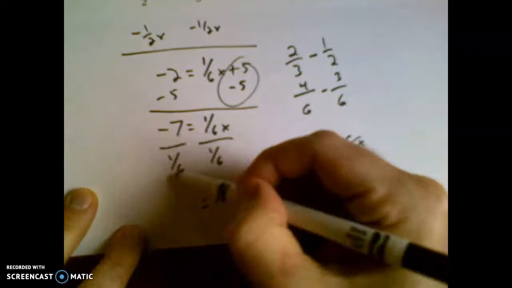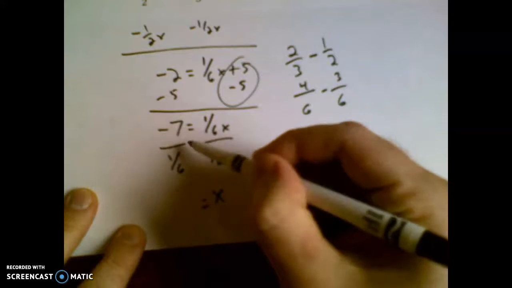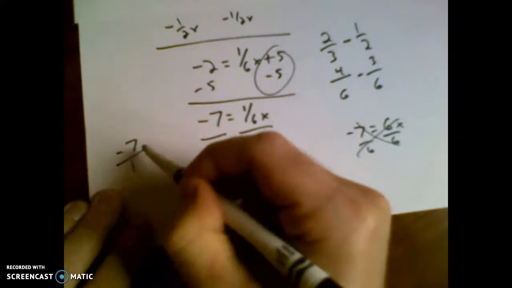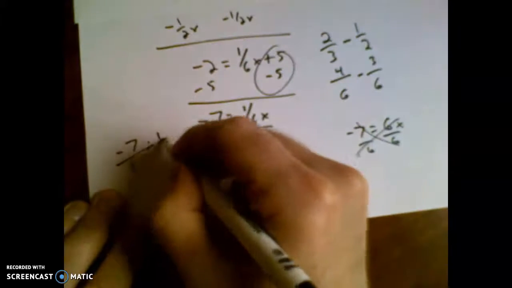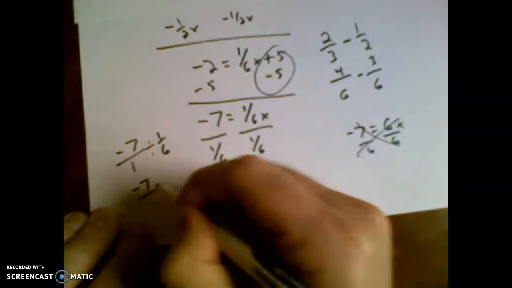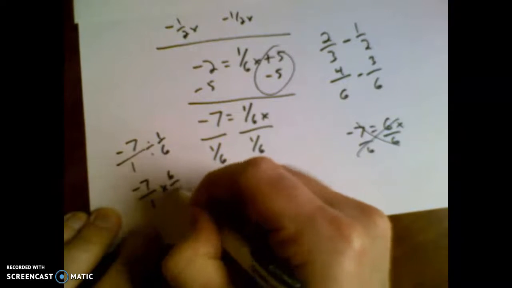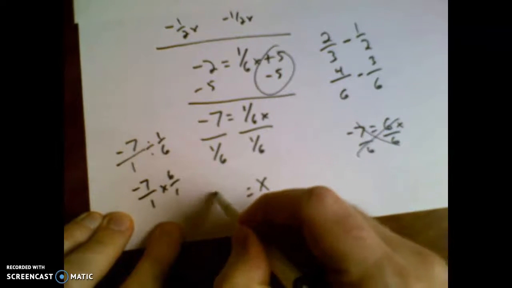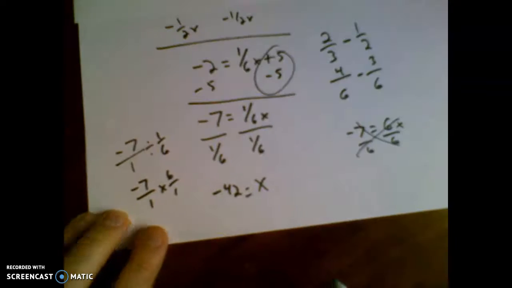And the answer will be whatever -7 divided by 1/6 is. So -7 divided by 1/6. So I do the reciprocal, and I get -42 over 1, which is just -42.